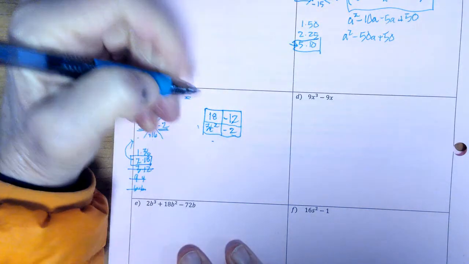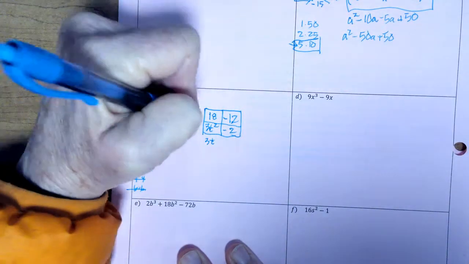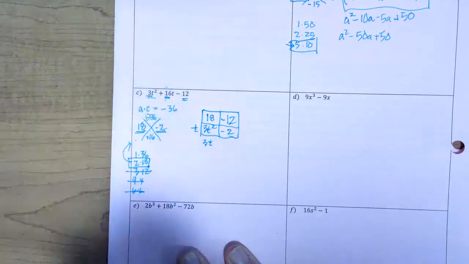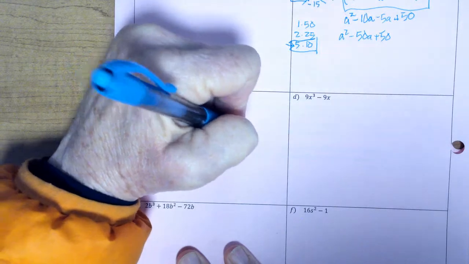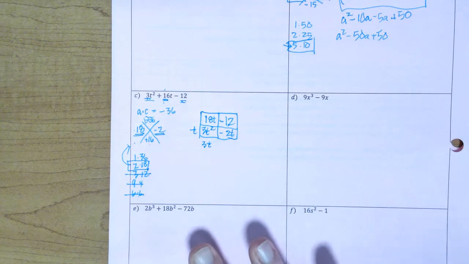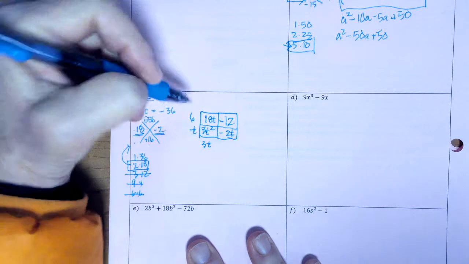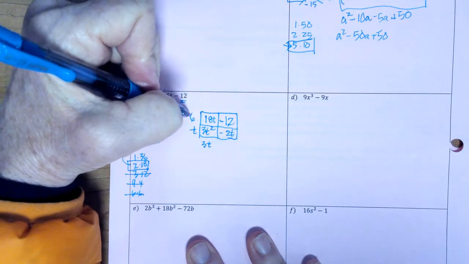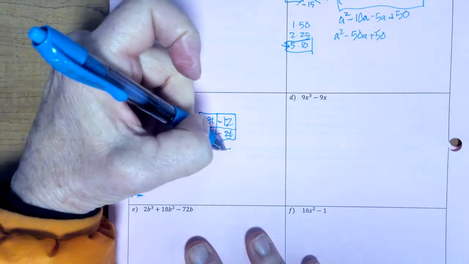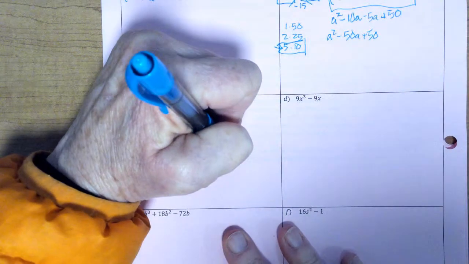Well, I know that 3t times what will give me t squared? Times t. 3t times what will give me, these got to be t's because those are my middle terms. 3t times what gives me 18t? 6. Okay, so now I'm going to go over here and I'm going to go 6 times what number gives me negative 12, or what number times t gives me negative 2? It doesn't matter which way I go. I know it's minus 2.